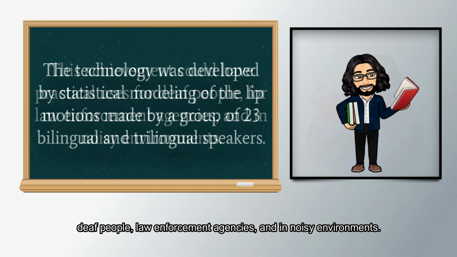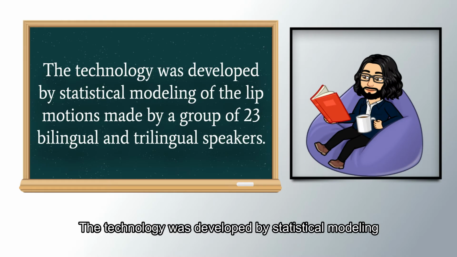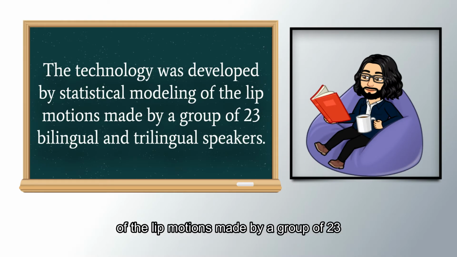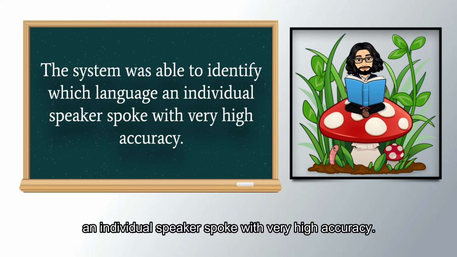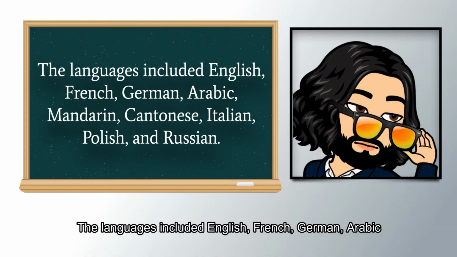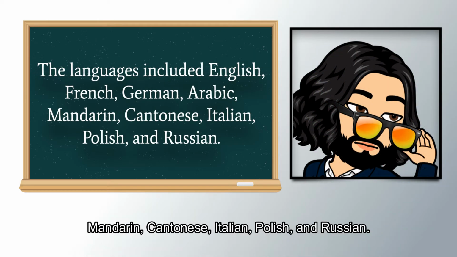The technology was developed by statistical modeling of the lip motions made by a group of 23 bilingual and trilingual speakers. The system was able to identify which language an individual speaker spoke with very high accuracy. The languages included English, French, German, Arabic, Mandarin, Cantonese, Italian, Polish, and Russian.